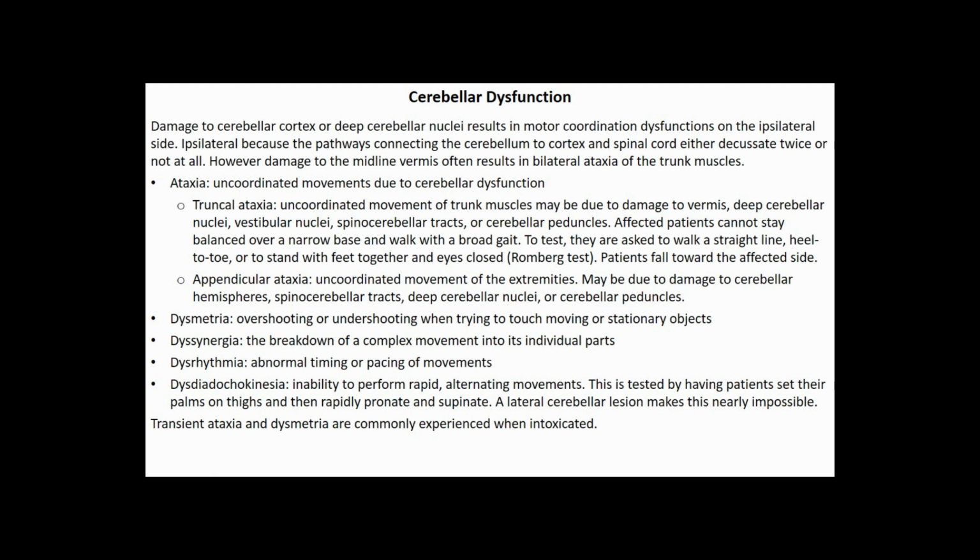So that's going to be uncoordinated movements of our extremities. Ataxia is a biggie for cerebellar dysfunction. Let's bring up a few others. Dysmetria, overshooting or undershooting when you're trying to touch moving or stationary objects. So taking your finger from your nose and touching the finger of someone else, and they keep on moving the finger. If you can't quite do it and you keep under or overshooting, that's dysmetria.